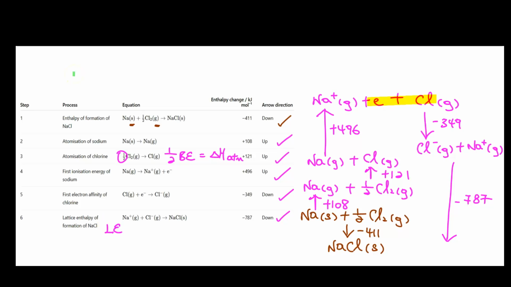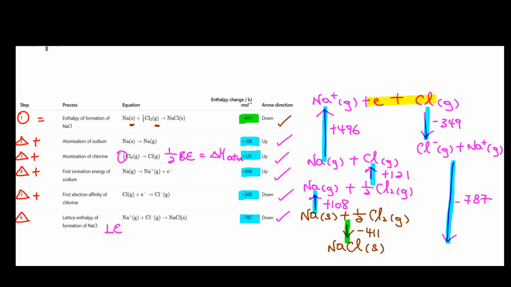Now, the full diagram is complete. The direct route goes straight from the elements to sodium chloride. The indirect route first forms gaseous atoms, then gaseous ions, and finally the ionic lattice. Since both routes have the same start and end point, their total enthalpy changes must be equal. Using Hess's law, the enthalpy change of formation is equal to the sum of the steps in the indirect route.